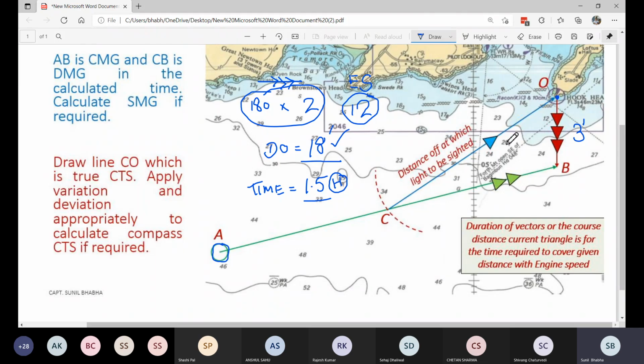So ये जो blue color का vector है, इसकी length कितनी हो गई? इसकी length हो गई 18 miles. Right. Now if you look carefully, जो हमारा चार्ली ऑस्कर CTS वेक्टर है, ब्लू कलर का वेक्टर, that is for 1.5 hour duration because our engine speed is 12 knots. Yes sir. The current vector is for 1.5 hour duration. इसको तो हमने पहले ही 1.5 hour के लिए लिया है.